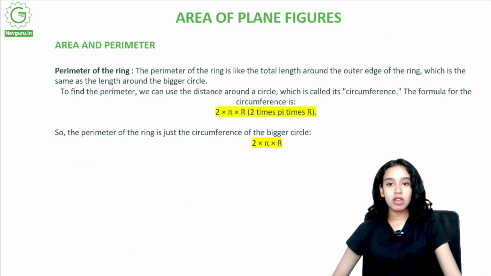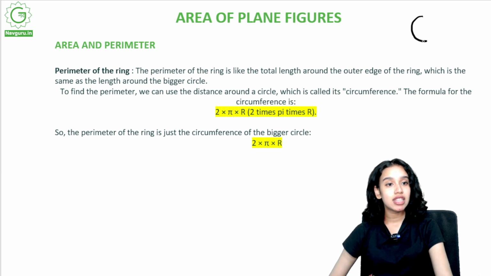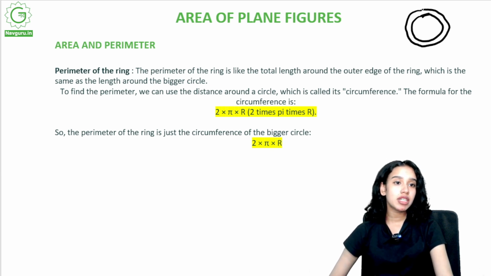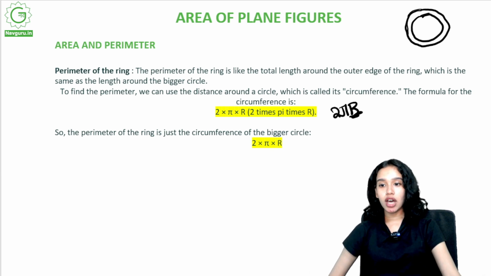Now, let's talk about the perimeter of the ring. The perimeter of the ring would be the perimeter of the bigger circle. So, if this is a ring, what would be the perimeter? The perimeter would be this, right? So, that is 2 pi into R. If R is the radius of the bigger circle, it is 2 pi R.